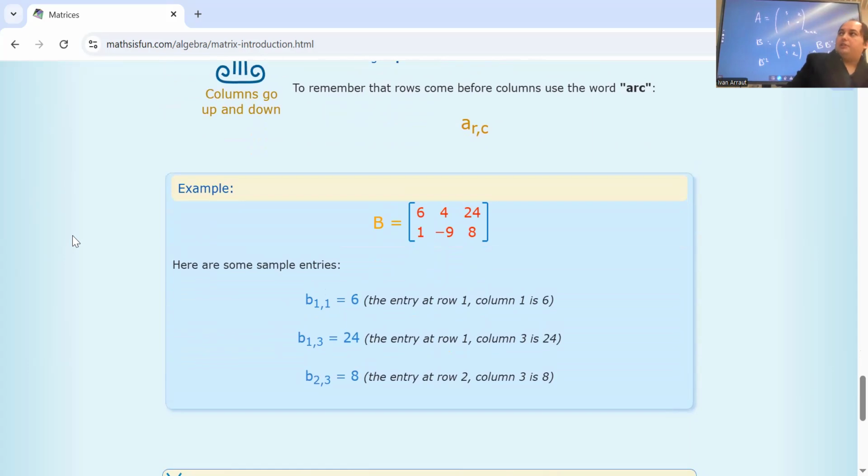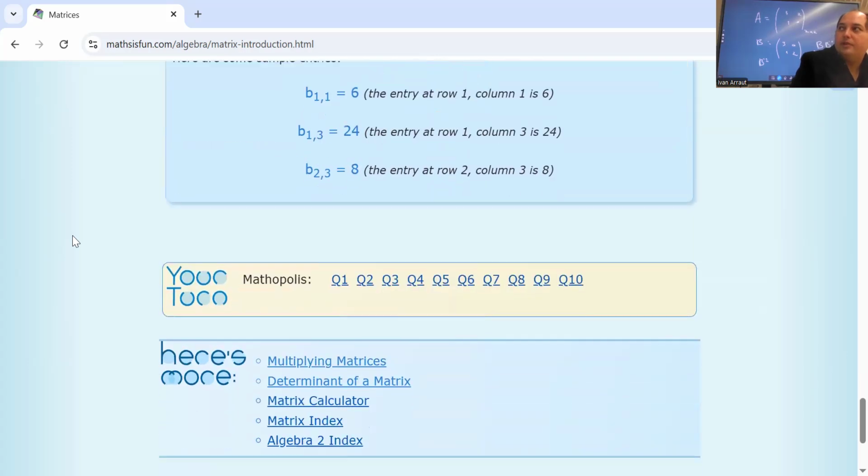So, for example, in this matrix B, the element 1, 1 is 6. The element 1, 3 is 24. 1, 1, 1, 2, 1, 3. The element 2, 3 is 8. 2, 1, 2, 2, 2, 3. Okay? So this is simple notation.